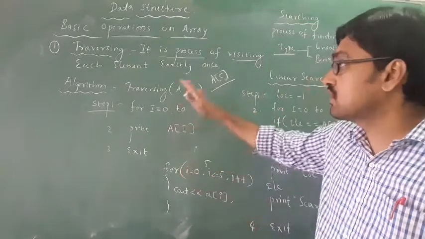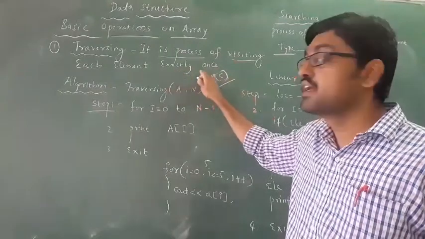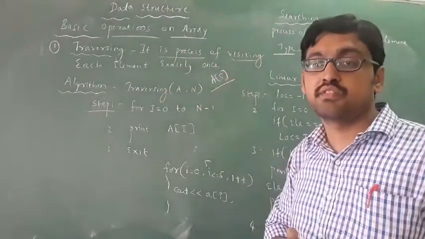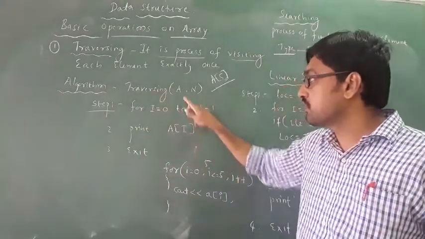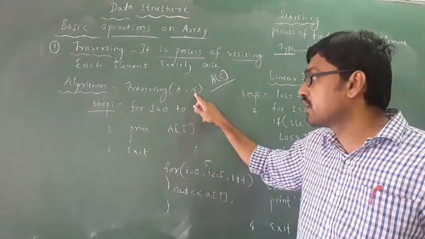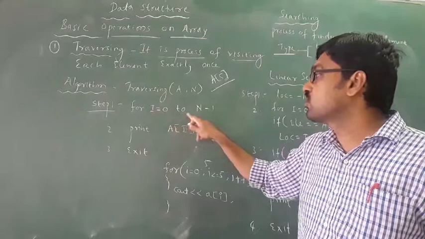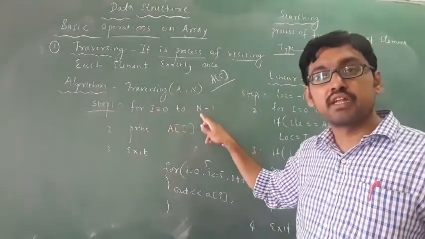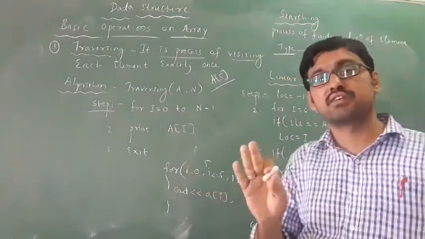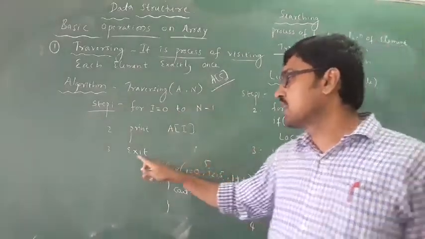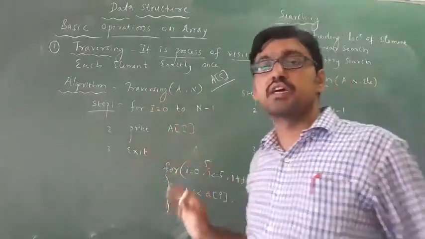This is called traversing. See, traversing means it is a process of visiting each element exactly once. Okay, how to write the algorithm? First I need an array of n elements. Okay, for loop I equal to 0 to n minus 1. If you write in an algorithm you have to write like this. If you want to write in a program you have to write like this. This is the difference. Okay, you have to remember this. Then the next one, exit. Very small program. If you write this you get 3 marks.